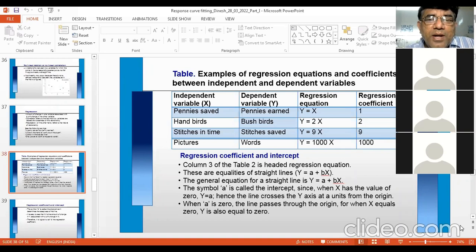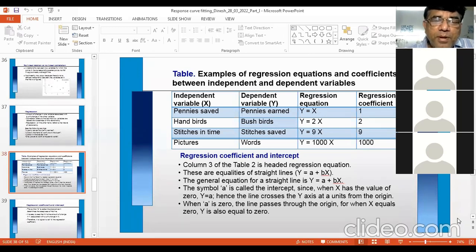Bird in hand and birds in the bush: y is equal to 2x. So here the regression coefficient is 2. A stitch in time saves nine: here y is equal to 9x. So y is equal to 9 times x. So this 9 is your regression coefficient. Pictures, one picture is 1,000 words. So y is equal to 1,000x.